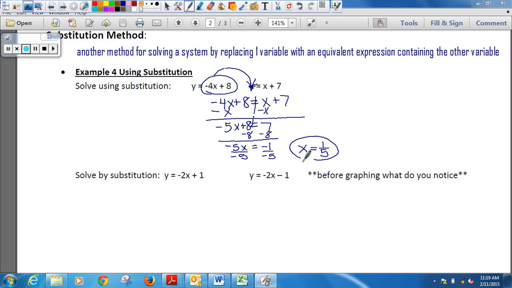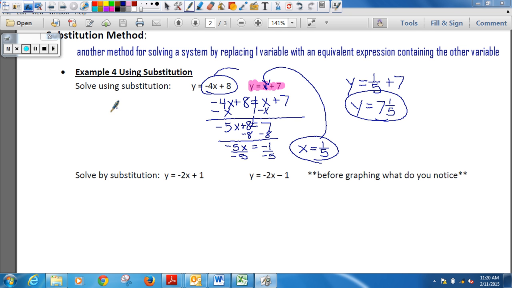Remember, we are looking for the ordered pair that will work in both of them. So once I have it, then I need to sub it into one of the originals. It doesn't matter which one. I'm going to choose this one just because it's simpler. It has less numbers in it. And I'm going to sub it in, and I'm going to solve for y. So I know x can be subbed in as 1/5. So I rewrite it as y equals 1/5 plus 7. Y equals 7 and 1/5.